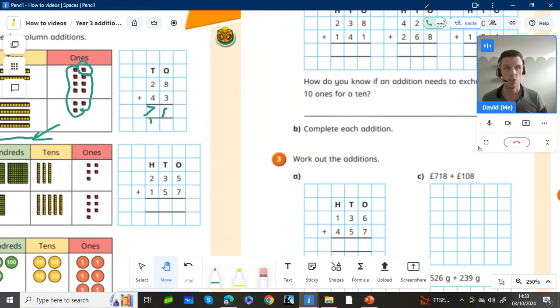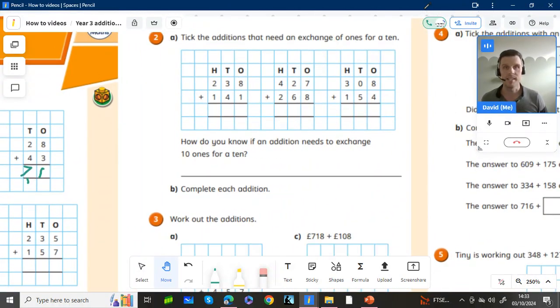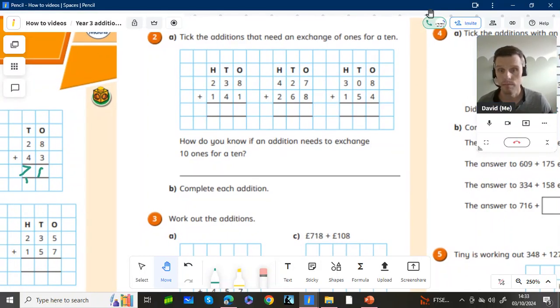Moving on to question 2 now. It says tick the additions that need an exchange of 1s for a 10. So this is where you need to recognise and use your number bond knowledge to start off in the 1s column and add them together to see if they need an exchange. Okay, so we're going to do that. So the first one, 8 plus 1, is 9. Remember to click on the pen. That doesn't need an exchange, so it doesn't need a tick.